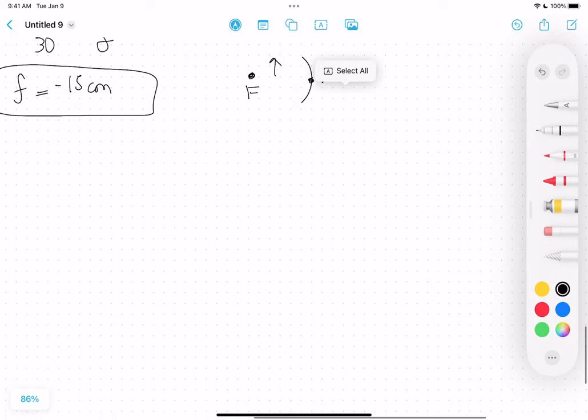Same thing if you have a converging lens. It's a poor drawing of a converging lens, but if you have your focal point like that, and you have the object here, then if your object is between the focal point and the converging lens, that will result in a virtual image as well.